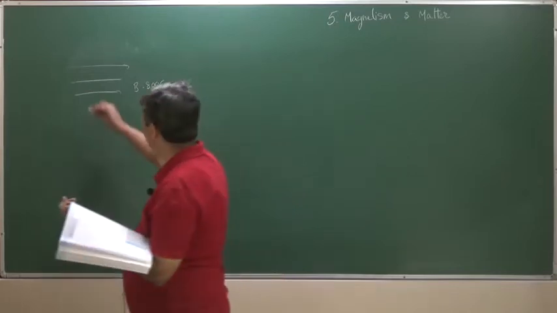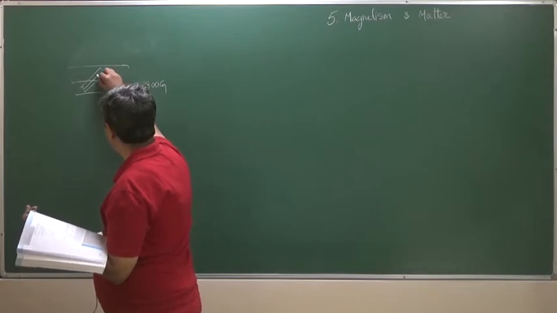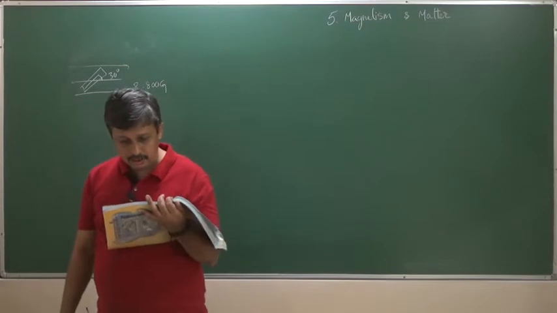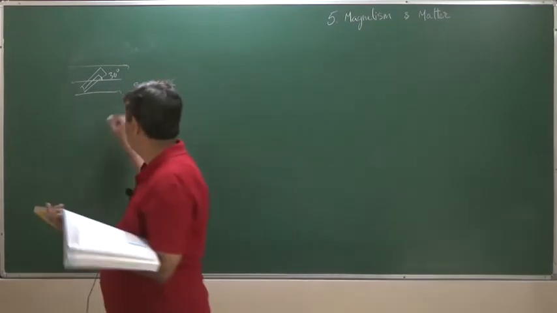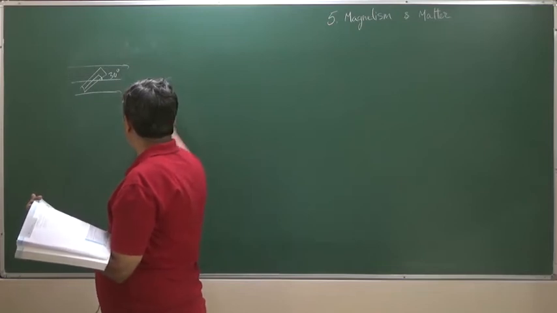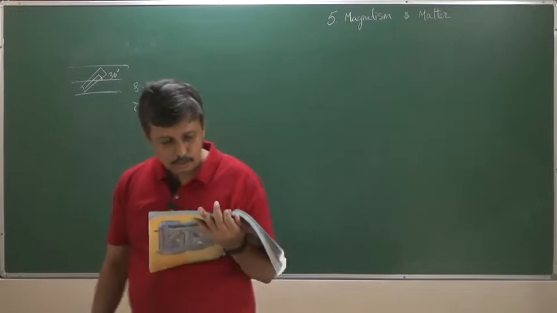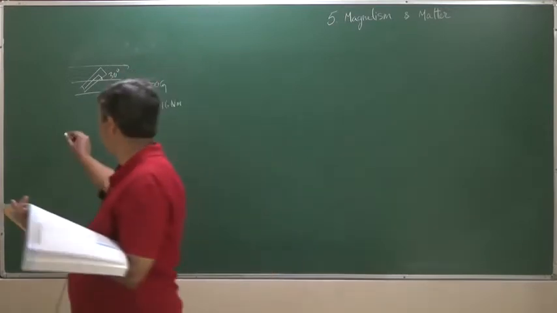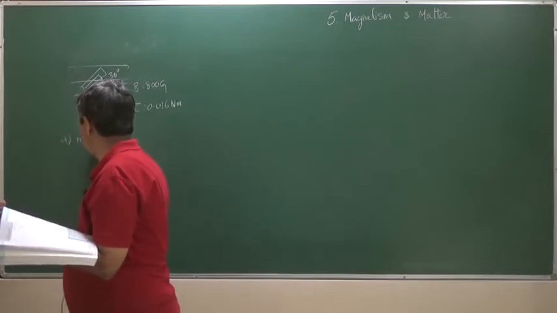So you put a bar magnet at 30 degrees. It experiences a torque of 0.016 Newton meter. What is the magnetic moment of the magnet? So question A is, what is the magnetic moment? M is equal to how much?